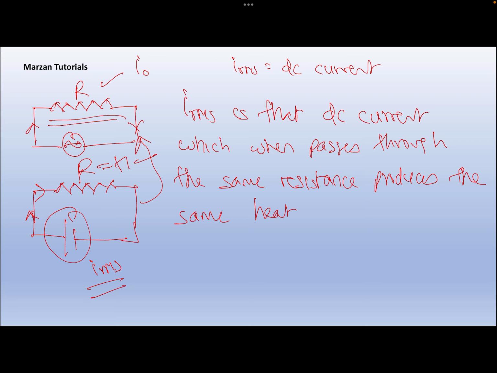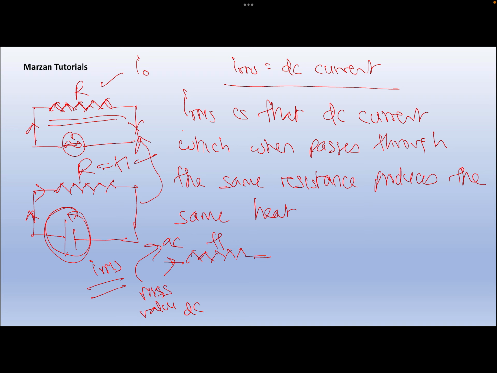So remember IRMS is not AC, IRMS is DC. So IRMS is that DC current which when passes through the same resistance will produce the same amount of heat as when AC current is passing. So it doesn't matter if in this resistance I pass AC current or the RMS value of this AC current, which is DC, it will produce the same amount of heat inside the resistance.